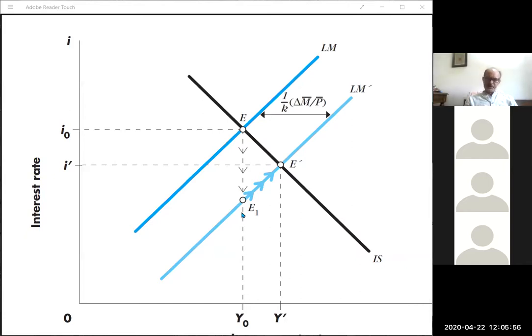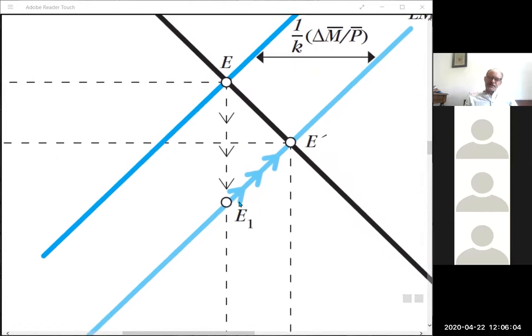So that is correct. And as the output increases, what you observe is that every time there is an increase in output, there is a movement like this.